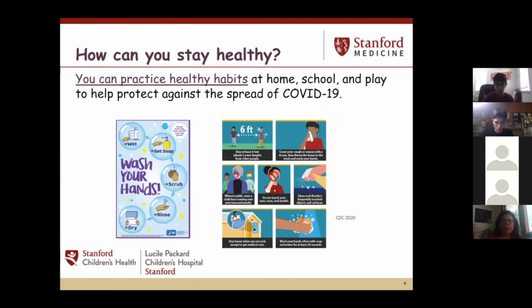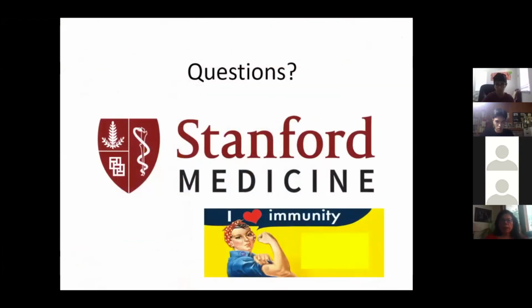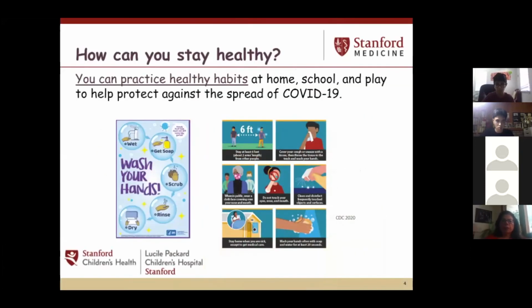So those are the main points I wanted to talk about with this virus. That's really the main point we need to know. So when people go back to school or go back to camp, these are the main things you can do to keep yourself healthy. Wash your hands, and what do you think that washing your hands does?